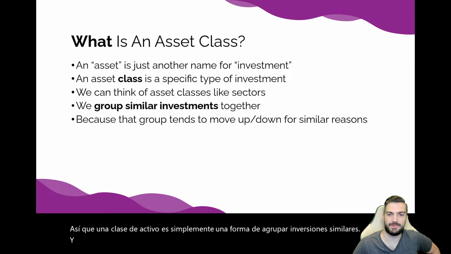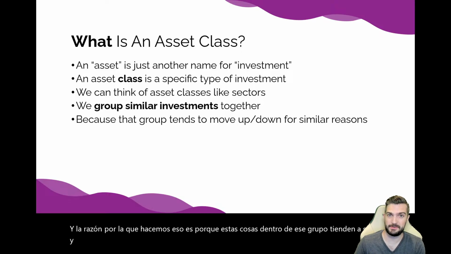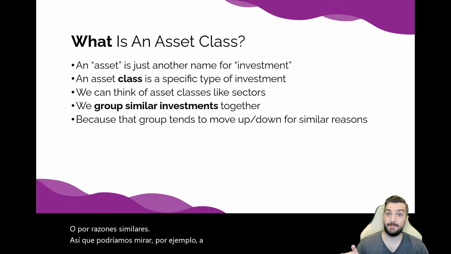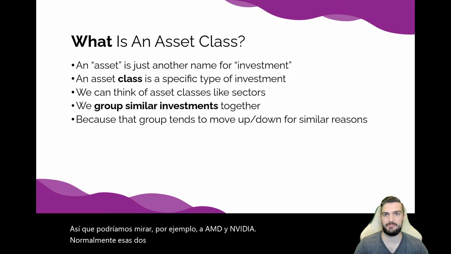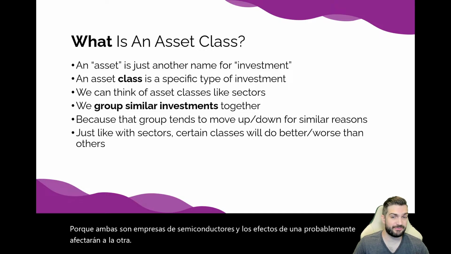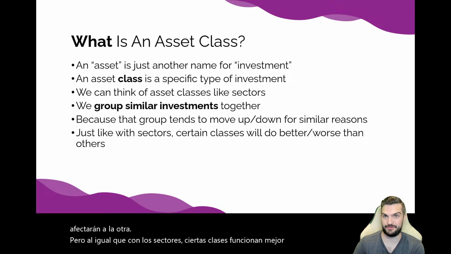And the reason we do that is because things within that group tend to move up and down in price or return together for similar reasons. So we could look, for example, at AMD and Nvidia. Typically, those two companies are going to move up and down in price in the same direction because they're both semiconductor companies, and what affects one will probably affect the other. But just like with sectors, certain classes will do better or worse than others during certain periods of time.